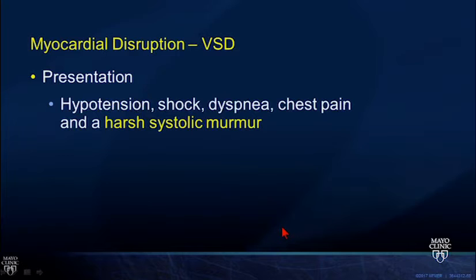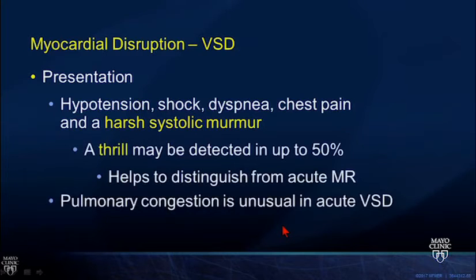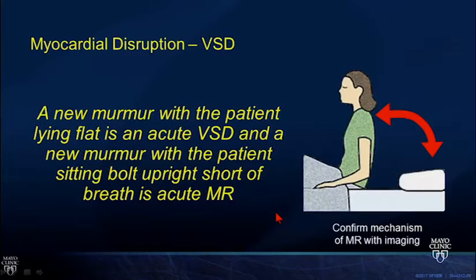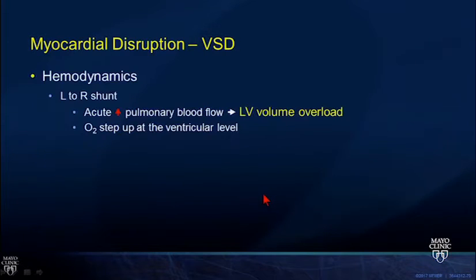These patients will have a harsh systolic murmur, oftentimes accompanied by a thrill, and although you're sending more blood through the pulmonary circuit, acute pulmonary congestion is rare. This leads to the age-old adage that a new systolic murmur with the patient lying flat is a VSD, and a new murmur with the patient sitting bolt upright in pulmonary edema is mitral regurgitation.